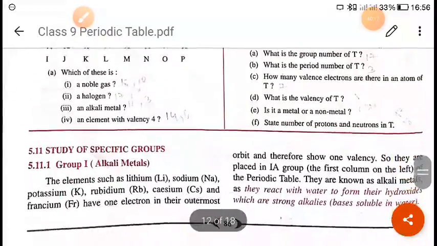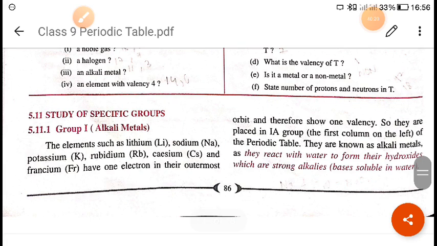In the next class we will discuss group 1. We will study the groups separately, just like group 1, group 2, group 3, like this we will learn separately, okay? So keep up with this. Till then, thank you.